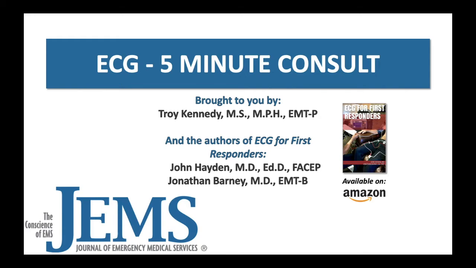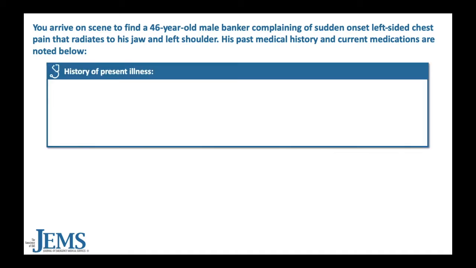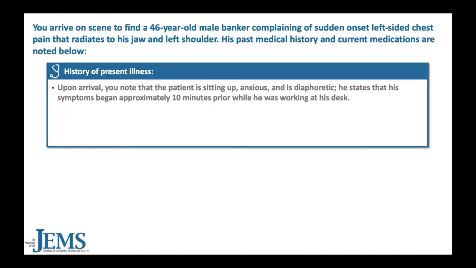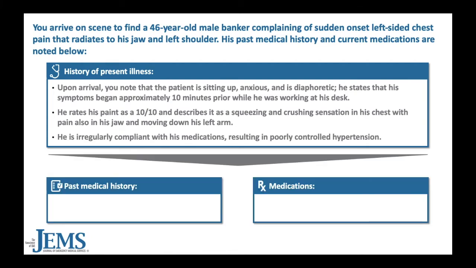Let's take a look at today's case. You arrive on scene to find a 46-year-old male who works as a banker. He appears anxious and diaphoretic and states that he has left-sided 10 out of 10 crushing chest pain that radiates to the jaw and left shoulder. He has a history of hypertension, hyperlipidemia, and a 20-pack-year smoking history. His hypertension is poorly controlled as he states he does not take his prescribed medication regularly.